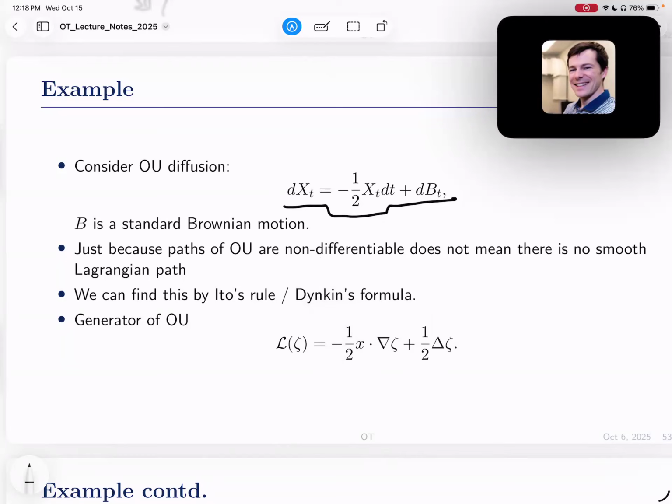So how can I find out what is the correct tangent velocity for the marginal distributions that are generated by Ornstein-Uhlenbeck? We can do this by what is called Ito's rule or Dynkin's formula. Next time I might go a little bit over the thing, but just bear with me now. If you know something about stochastic differential equations or diffusions, you know that it comes with something called a generator. And the generator of Ornstein-Uhlenbeck is a differential operator which looks like this. It's minus 1/2 x dot gradient of zeta, where zeta is a smooth test function, plus 1/2 Laplacian of zeta.